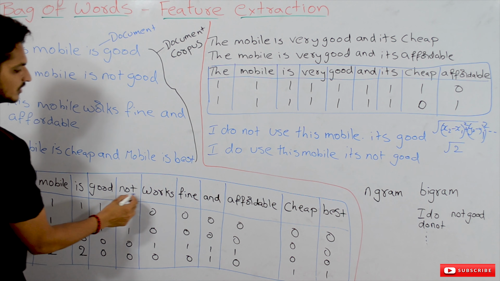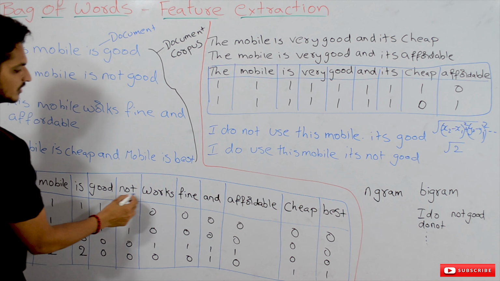That's why this is called feature extraction. We are extracting features from the document corpus. That's why we call it feature extraction. Okay, so coming to how to convert this bag of words into numerical data, we extracted the features from this document corpus.